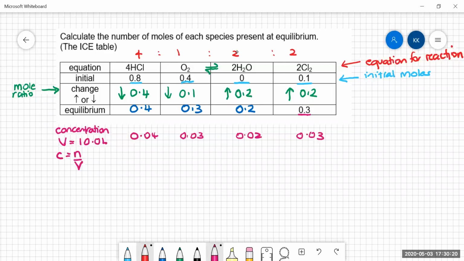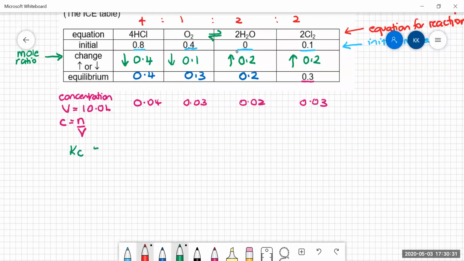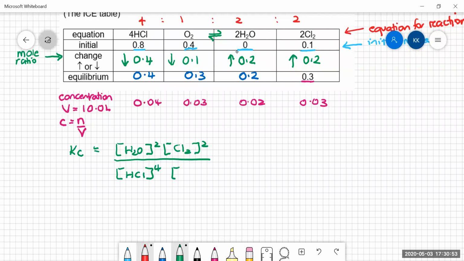So once we've got all of those, it now becomes just a normal old equilibrium constant question. So write the expression for KC. Products over reactants. So concentration of, maybe we'll start with H2O squared, concentration of Cl2 squared. And all of that's over concentration of HCl to the 4th, concentration of O2.